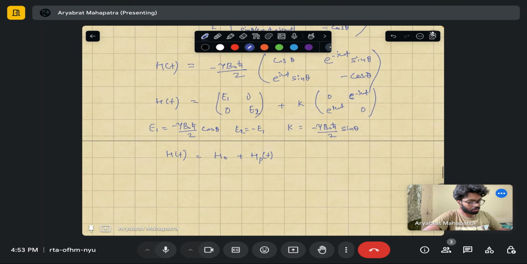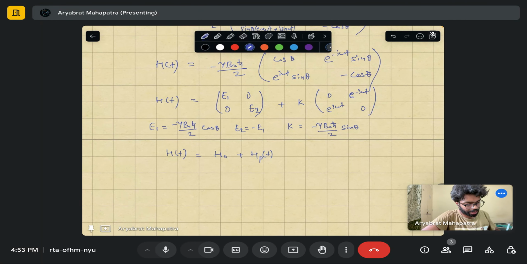So here you will see that with H naught, this is your free Hamiltonian, or like this is a time independent part, time independent Hamiltonian, which is called free Hamiltonian, and this is your time dependent part of the Hamiltonian, which is the perturbation or perturbed Hamiltonian.